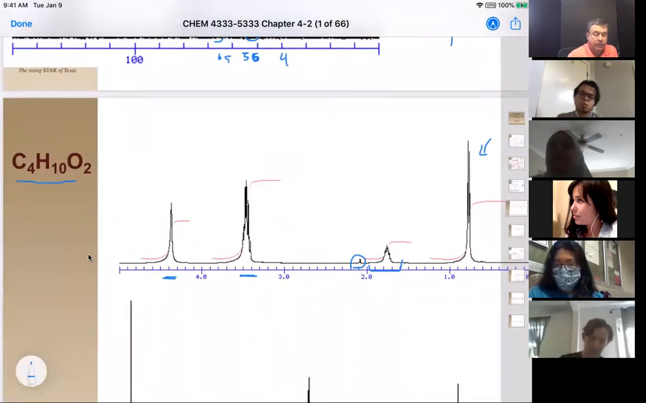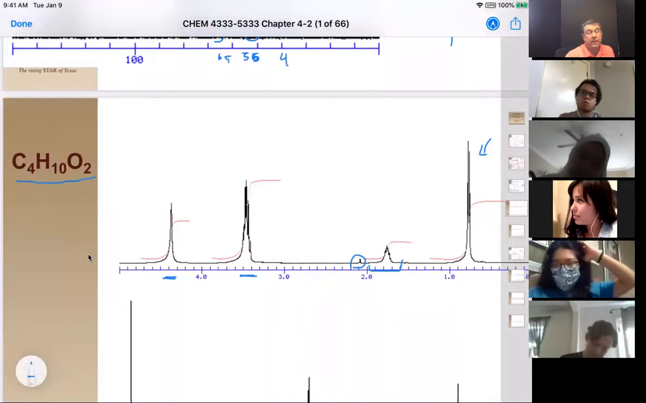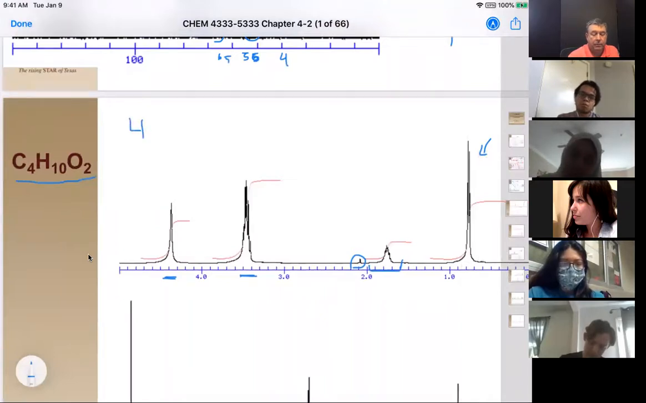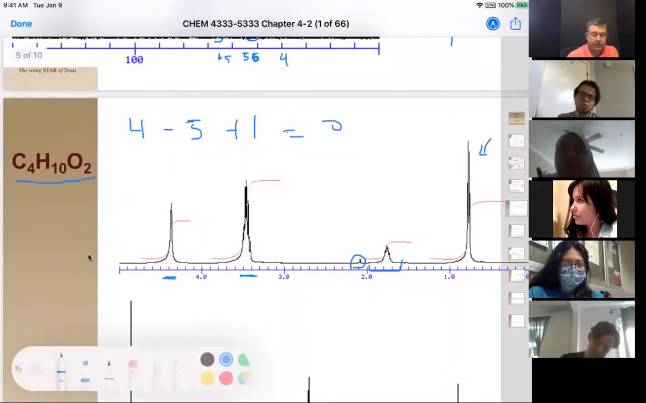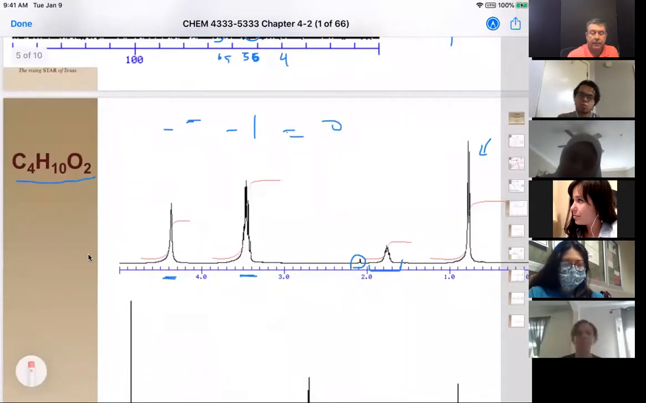We have a C4H10O, which gives us 4, 5, 1. So our hydrogen deficiency is 0. So we have a fully saturated system. So we have 4 minus 5 plus 1, and oxygen doesn't count. So that should equal 0. So that gets us completely aliphatic. Okay. We have a total of 4 carbons.